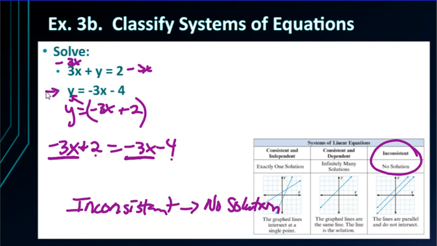If I wanted to go further, I could have just added 3x to both sides and got 2 is equal to negative 4. They are not equal, so therefore it is no solution.